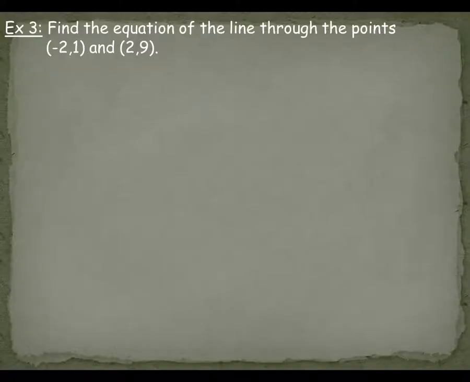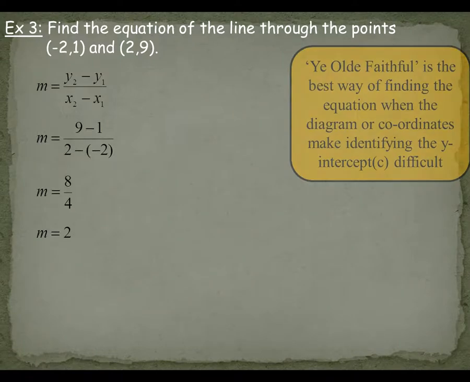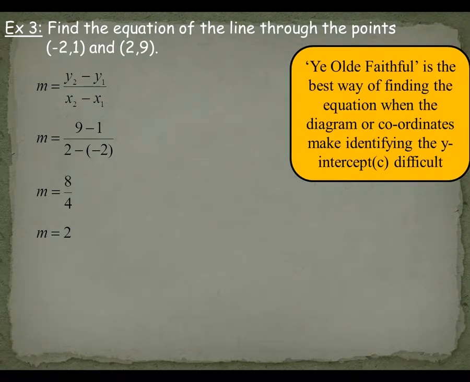Example 3, where they give you 2 points, find the gradient for those 2 points, which is 2. In equation form, it doesn't matter which coordinate you use. As long as the coordinate lies on the line, it will work itself out to the right equation. So in the first example here, I chose the coordinate 2, 9, subbed it in with the gradient of 2 that we worked out, and therefore rearranged to get y equals 2x plus 5.